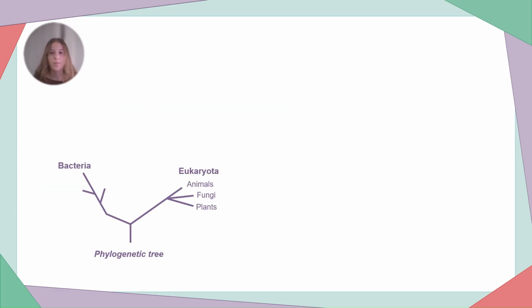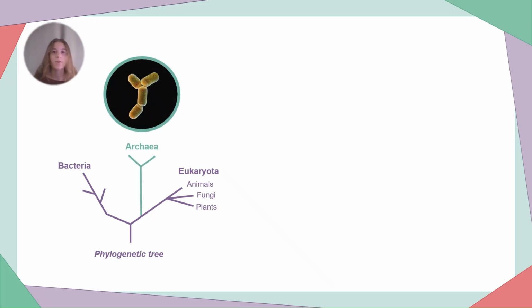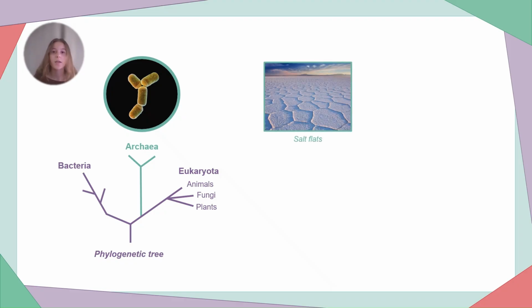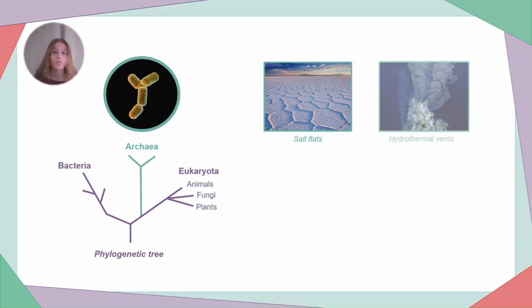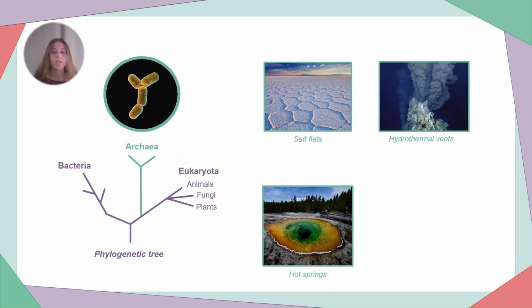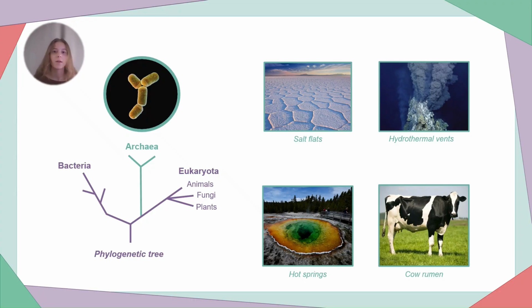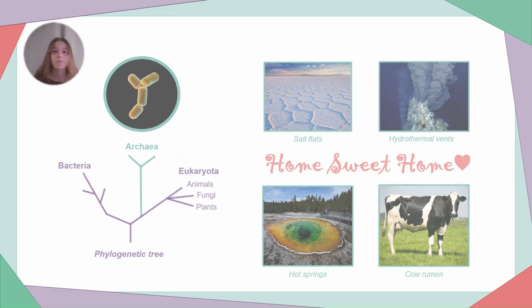Archaea are single-celled microorganisms, so originally we thought they were just bacteria. Actually, they represent a third domain of life, and they're more similar to eukaryotes. That's not the only thing making them unique. Many species of archaea exist in extreme environments like salt flats, hydrothermal vents, hot springs, and even inside cow rumen. They don't just survive, they thrive in these environments that would kill other organisms.